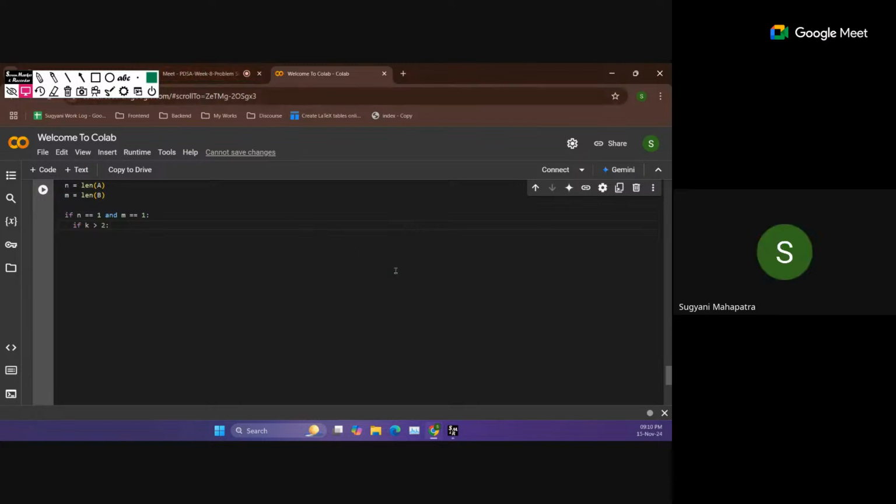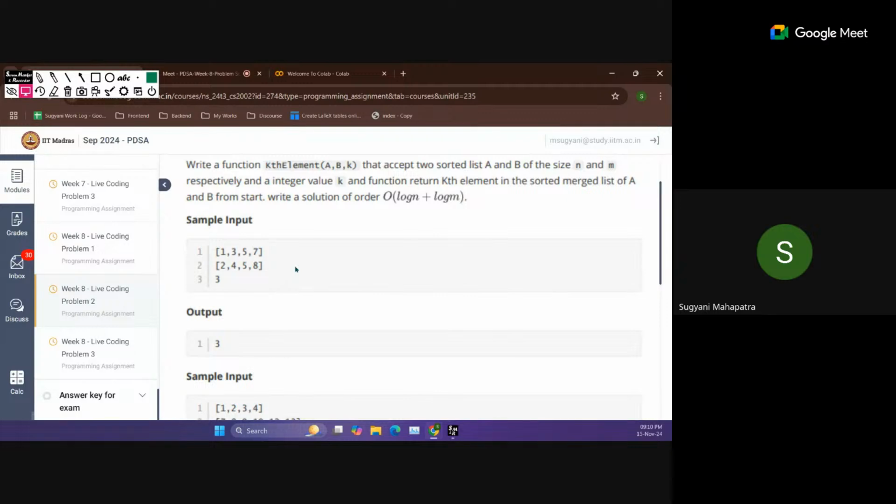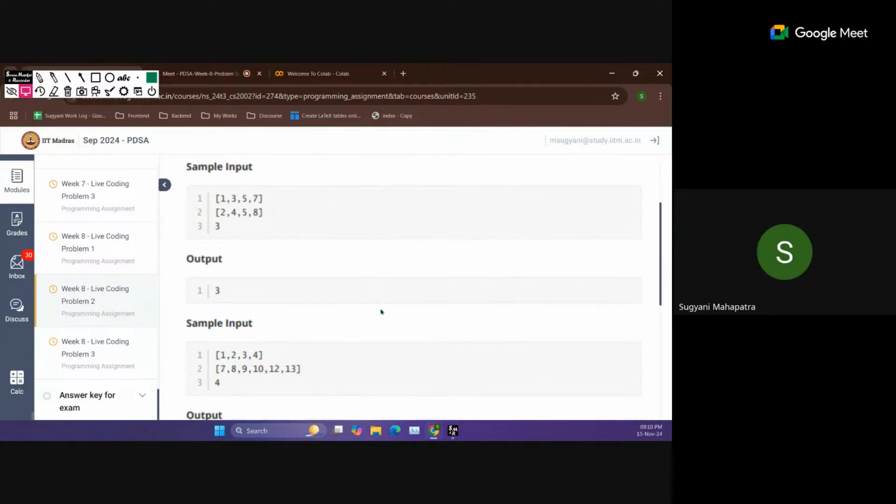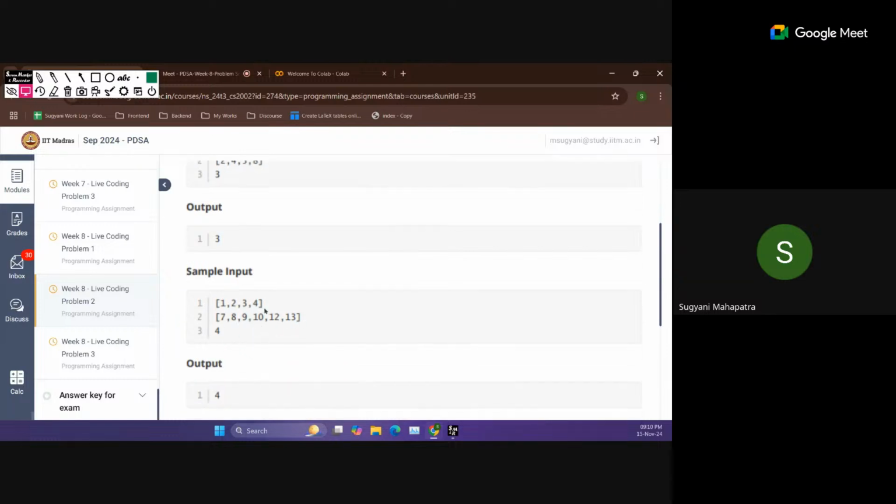Let's check what the question is asking. The question is asking for the kth element, not the element at index k. Take 1, 2, 3, 4, 7, 8, 9, 10, 12, 13. At the fourth element, it will be 4, but index 4 will have the value 7. We are returning 4. So we want the fourth element. Index will be k minus 1.